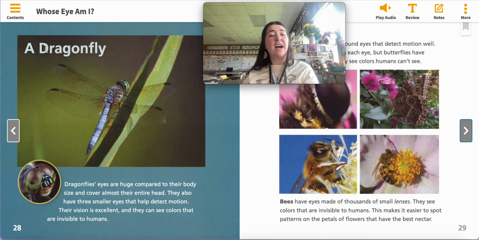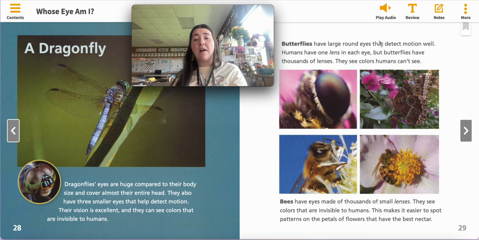Let's see. A dragonfly. Dragonflies' eyes are huge compared to their body size and cover almost their entire head. They also have 3 smaller eyes that help detect motion. Their vision is excellent and they can see colors that are invisible to humans.